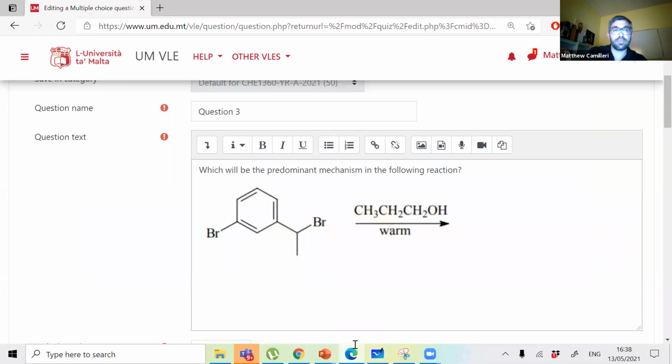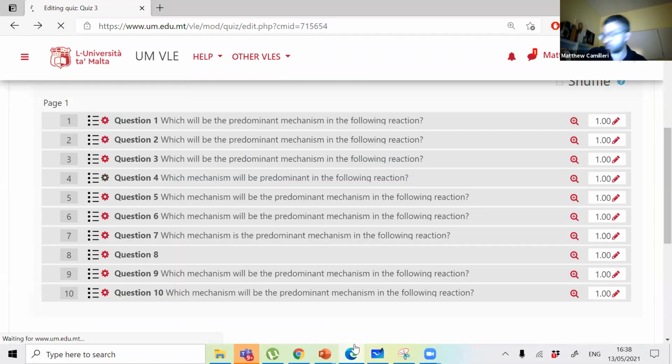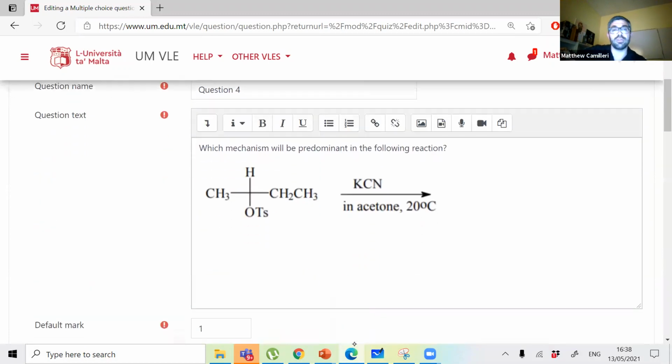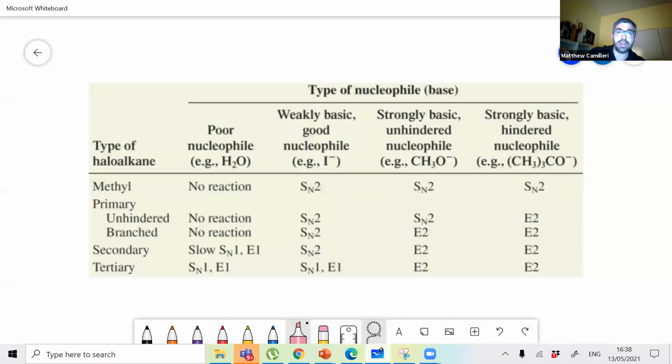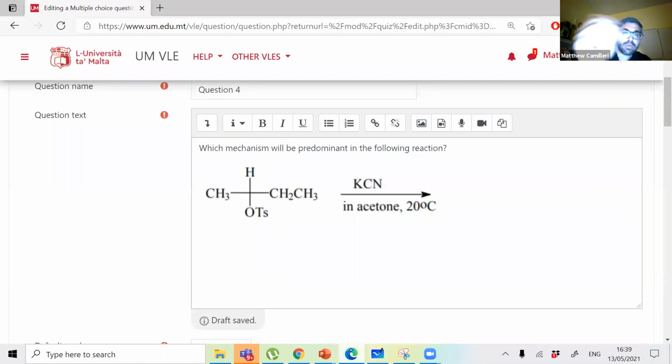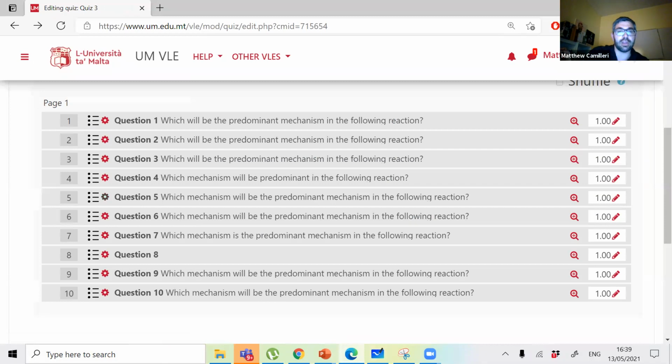Then we can look at question 4. This was an SN2 substitution. Yes, the tosyl group, the OTs, is a good leaving group, but the KCN is not that strong of a base. It's strong, but it's not too strong. So again, going into the table, we see secondary, weakly basic, good nucleophile, and that will be SN2. Again, this table is going to be your best friend. And we're going to do this for every single question.